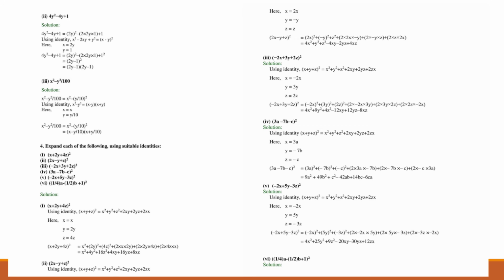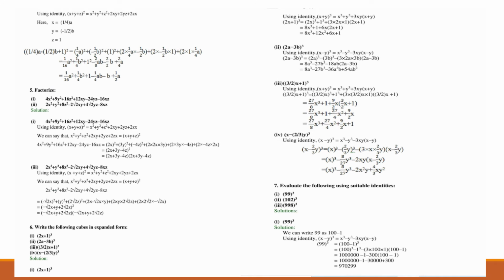So now see our next question, question number 5. Question number 5 is factorize. Again we are having factorization. Now just see what the question is. 4x square plus 9y square plus 16z square plus 12xy minus 24yz minus 16xz.